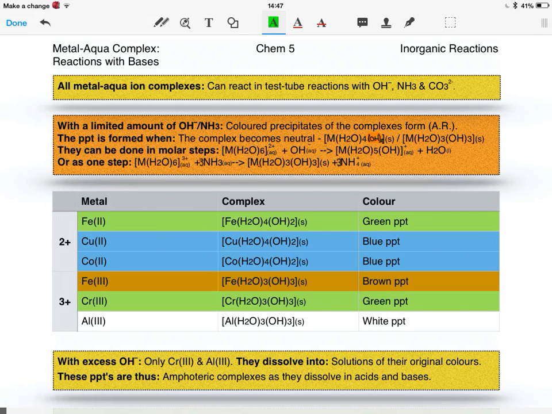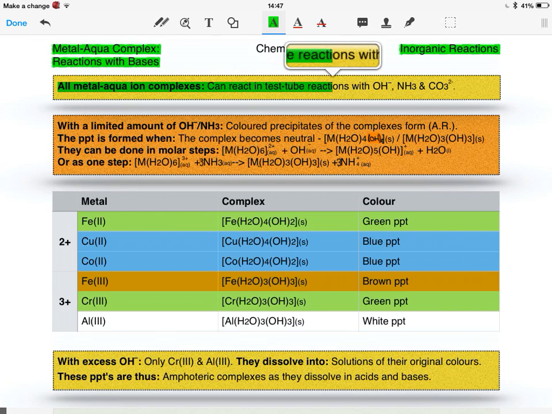Okay, so this video is on the inorganic reactions, and it will be the metal-aqua complex ions reactions with bases. So all metal-aqua ion complexes can react in test tube reactions with hydroxide, ammonia and carbonate. In this video I'm just going to talk about the hydroxide and the ammonia.